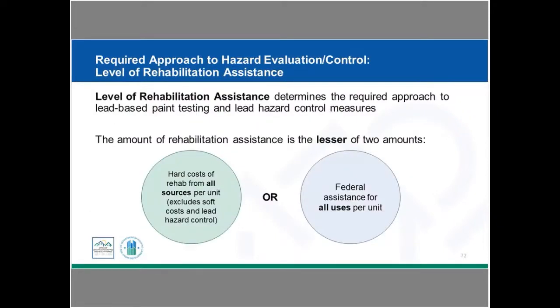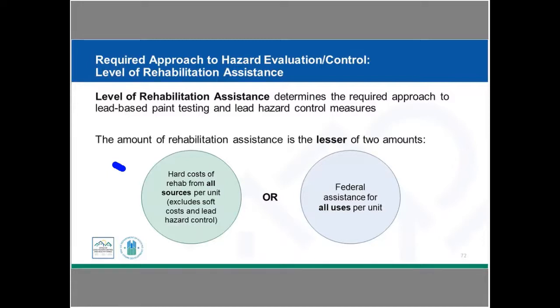All right, so the lead hazard evaluation, or how we look, and the reduction activities, how we treat, depend on the levels of the rehabilitation assistance received by the project. And the level of rehab assistance is determined by taking the lesser of either this green circle, which is the per unit hard costs of rehab from all sources, including the owner funds, but excluding soft costs and lead hazard reduction and evaluation costs.